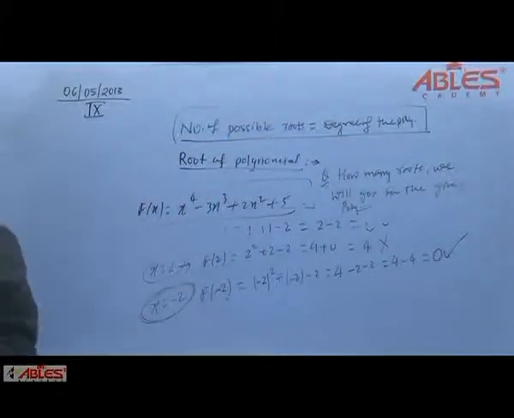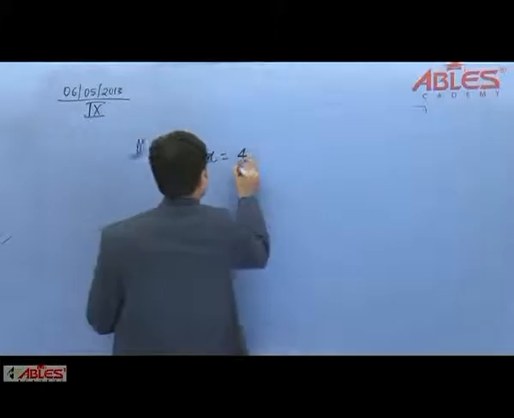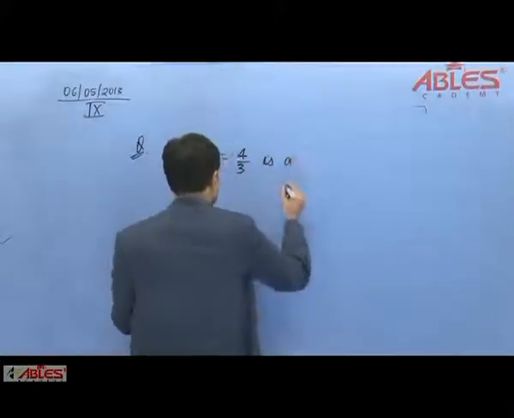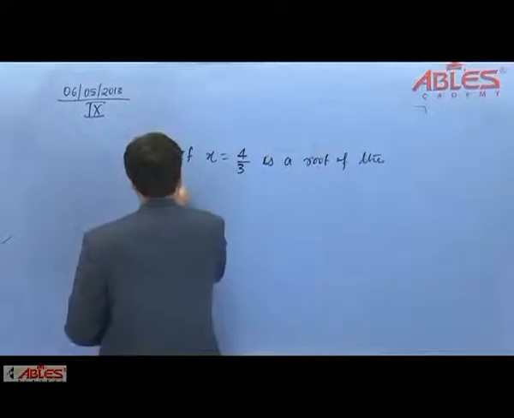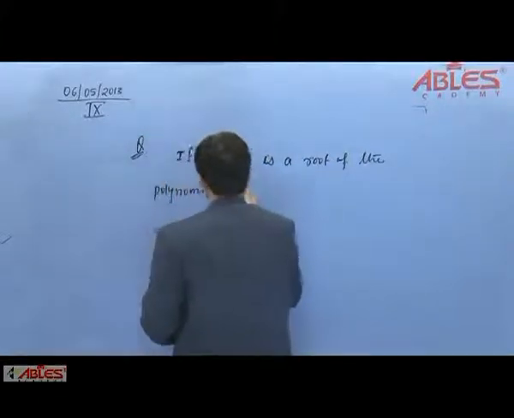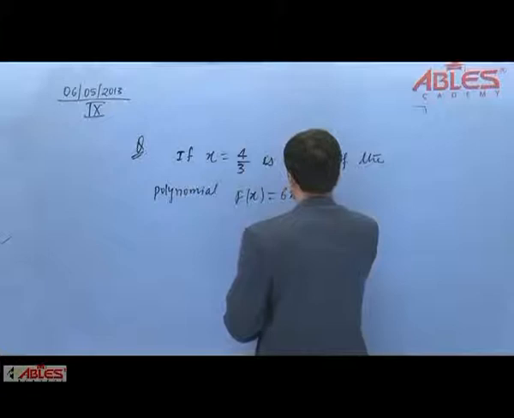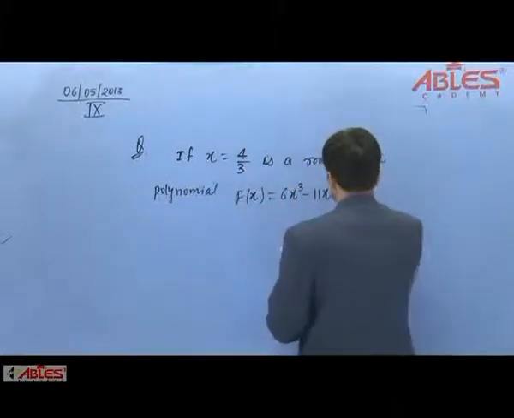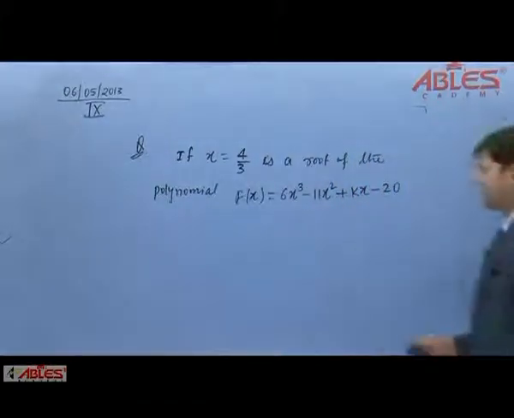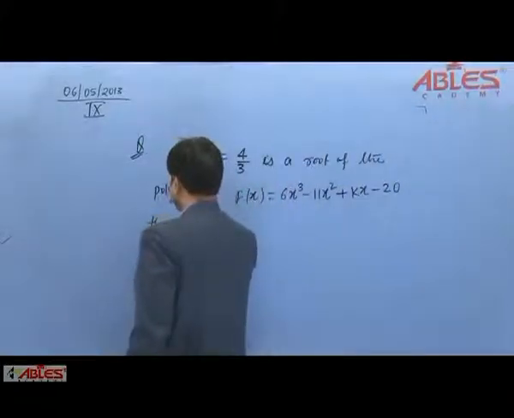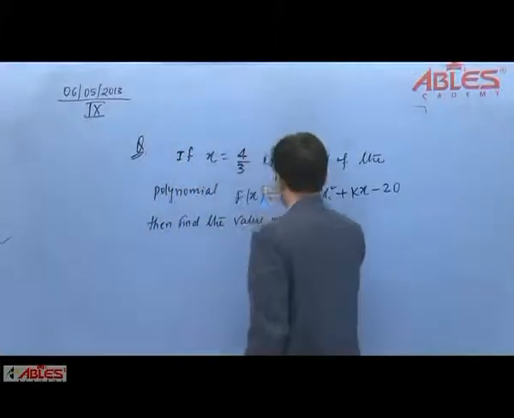So now I am giving you one problem here. If x equals 4 upon 3 is a root of the polynomial f(x) equals 6x cube minus 11x square plus kx minus 20, then find the value of k.